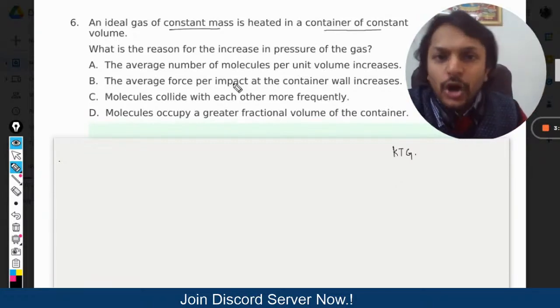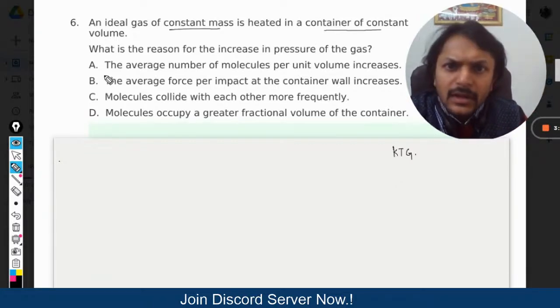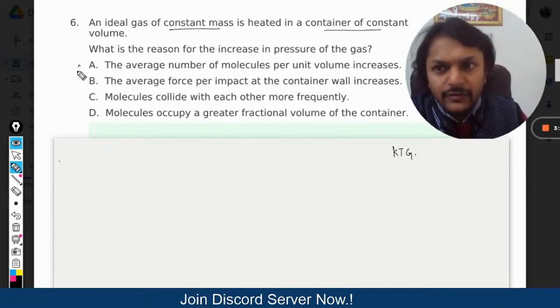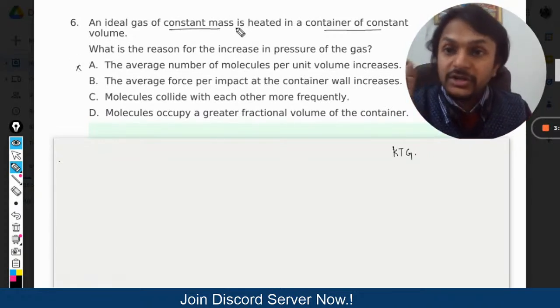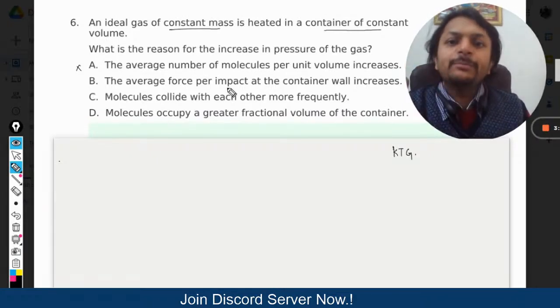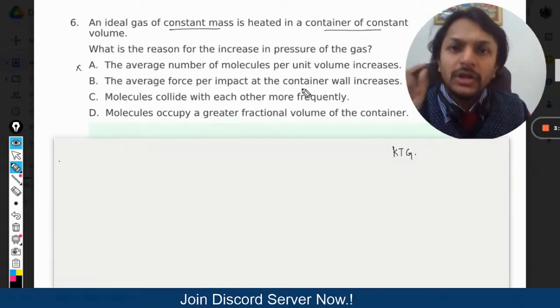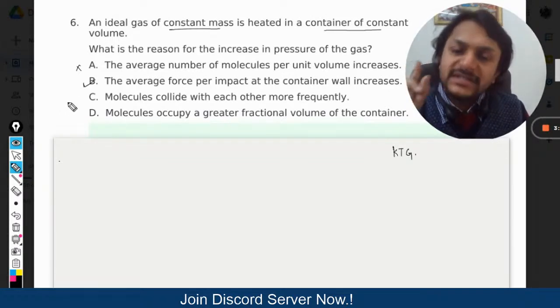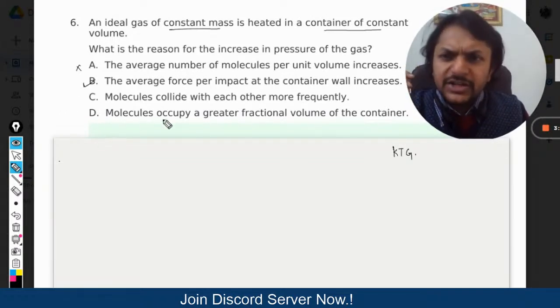Now let us read the options here. The average number of molecules per unit volume increases. Not at all. We are not increasing the number of molecules. Average force per impact at the container wall increases. Absolutely correct. B is the correct explanation. Let us go for C and D also.